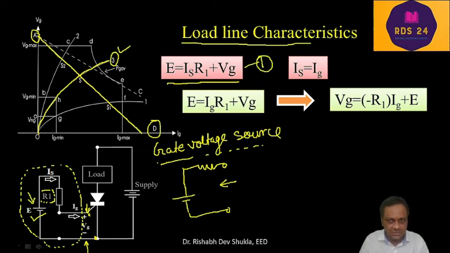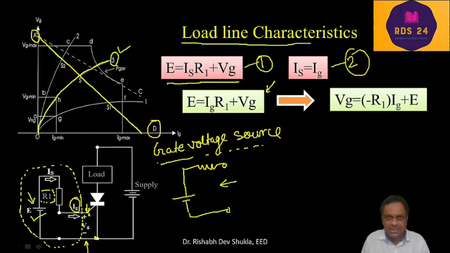What is the other equation? Ig is equal to Is. This is your second equation. You can see here source current is equal to the gate current because this is a series circuit. So we have the two equations. Now, by using these two equations, we have to deduce the equation.